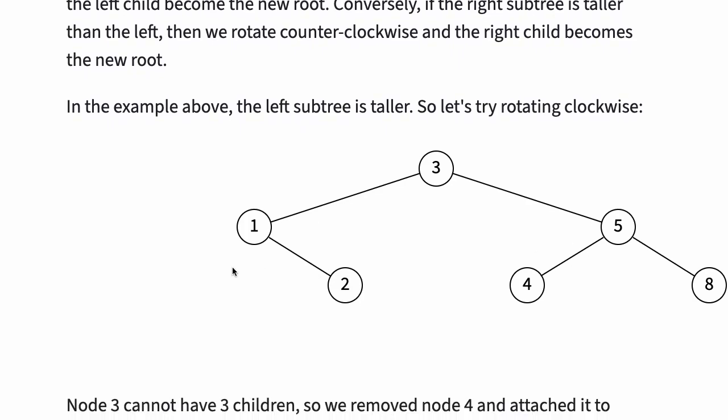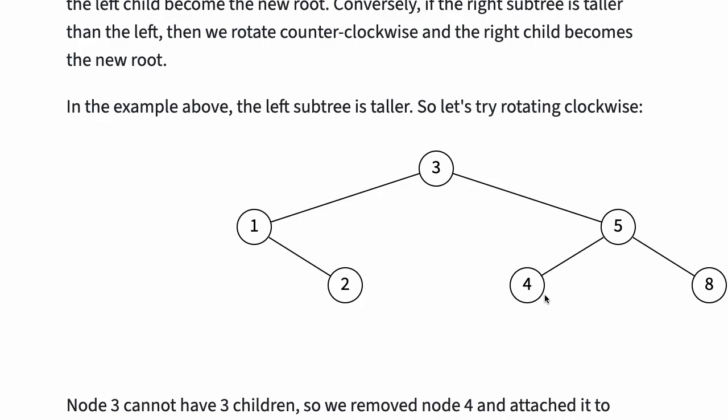In the example above, the left subtree is taller, so let's try rotating clockwise. Here is the result. Node 3 cannot have 3 children, so we removed node 4 and attached it to node 5. Node 4 is now a left child of node 5.